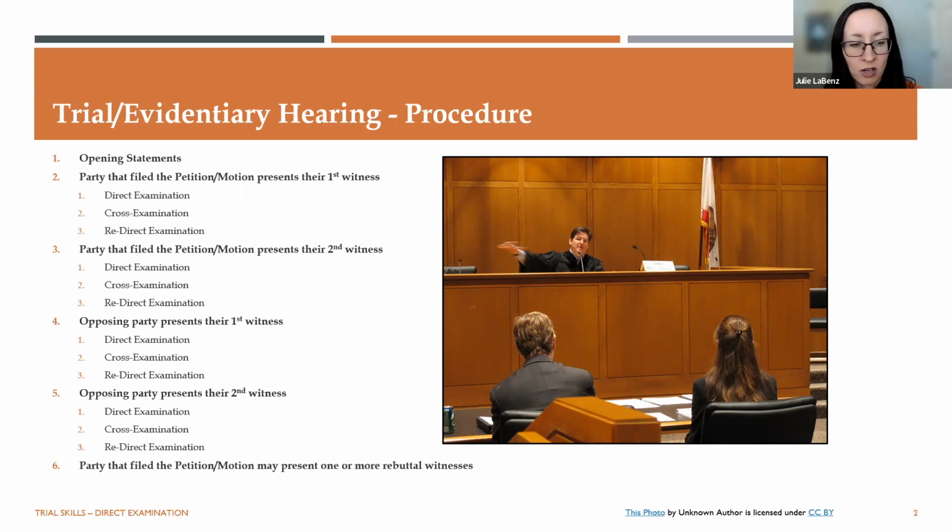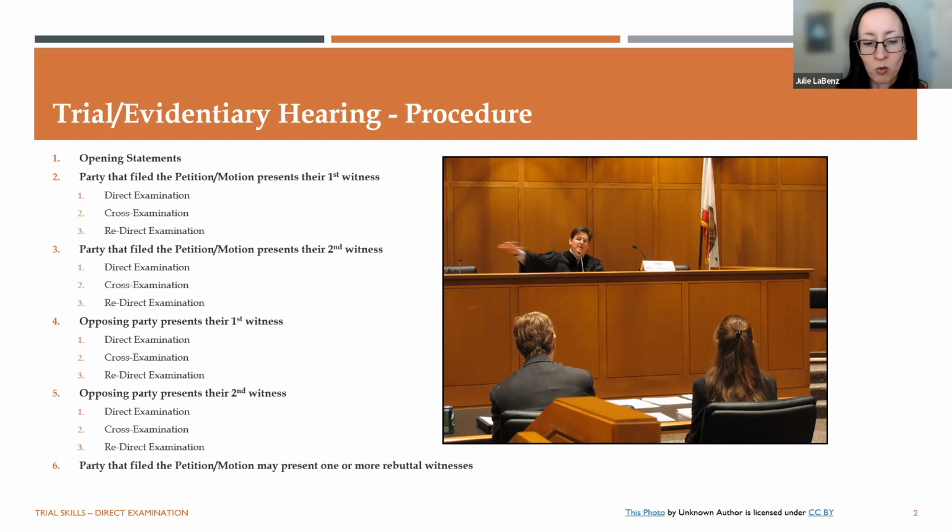The party that filed the petition or motion can then call their next witness and any other witnesses thereafter, following the same procedure. Once they're done calling their witnesses, it turns to the opposing party, and they get to present their first witness, question them on direct examination, and then there's cross-examination and redirect, and the same process with any additional witnesses.